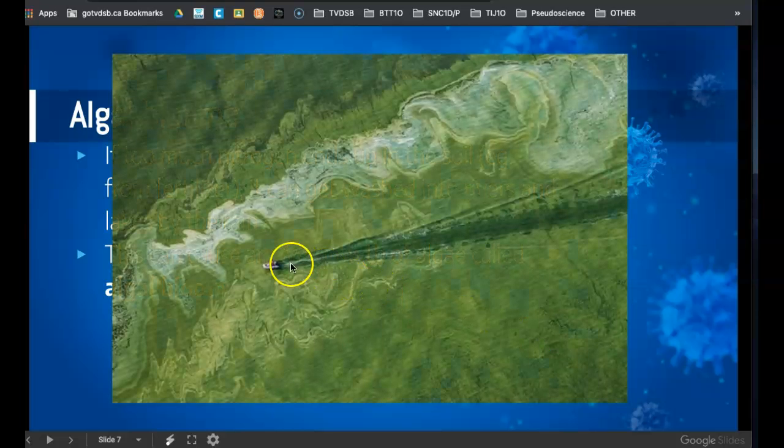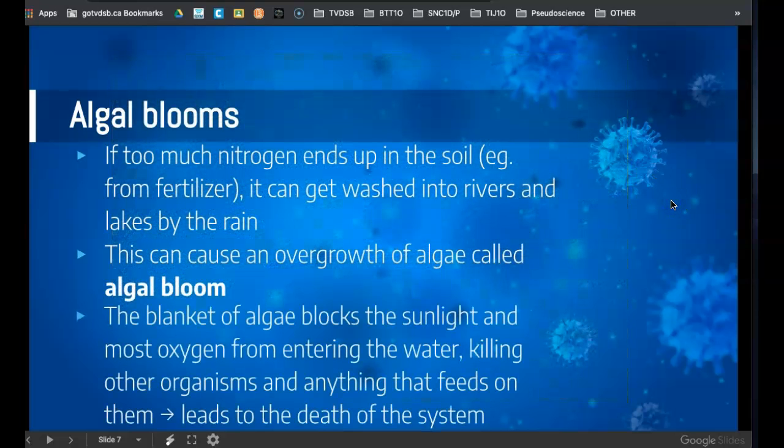So you can see that is a boat. All right, so there's a tiny little boat with some people on it, and this huge area of green that is all algae on some body of water. So this is a lake, or it would have to be a lake because of the size. So you can see this looks like a big blanket of green, and that, in a sense, is what it is. It is a blanket of algae, and that's blocking the sunlight from getting into the water, and it's blocking most of the oxygen from getting into the water.